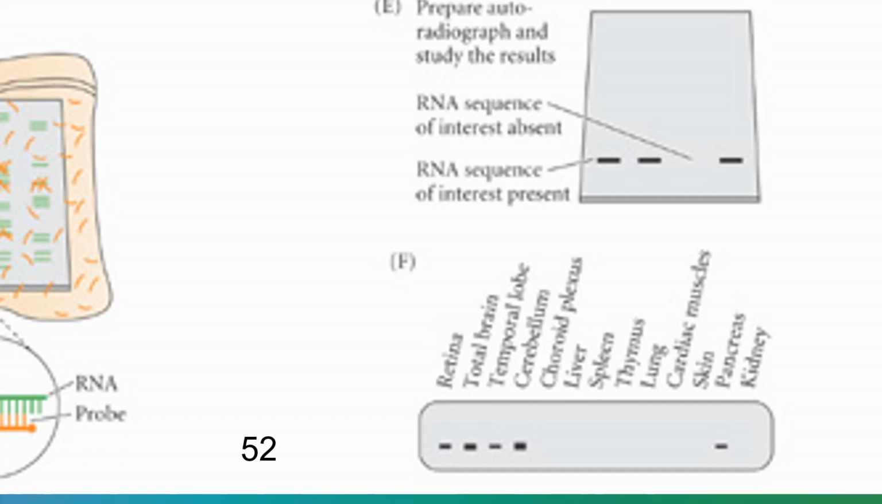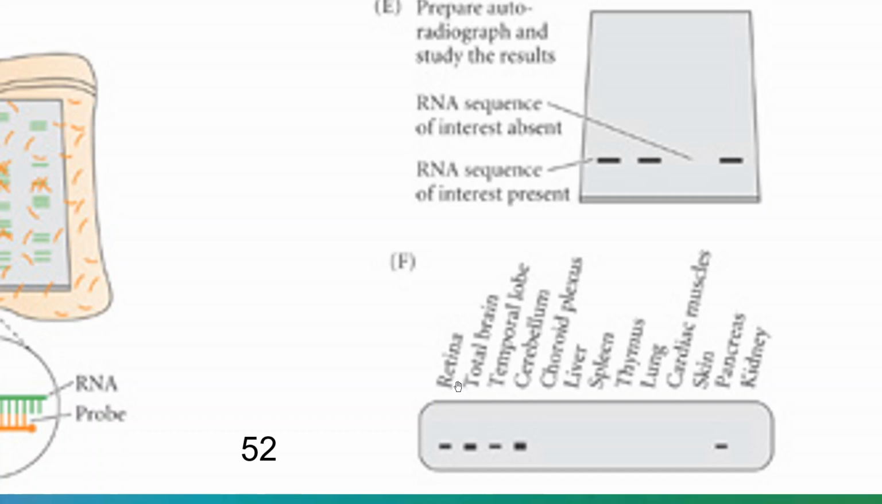Now, I tried not to emphasize a lot in southern blotting the thickness of the band, and I said don't worry about the thickness of the band. But here it's important. Why? Because the more intense the band is, the thicker the band, the more the gene is expressed. So right here we have a probe for a certain messenger RNA, and we have samples from different parts of the body. You can read them: cerebellum, we have liver, spleen, thymus, lung, and so on.